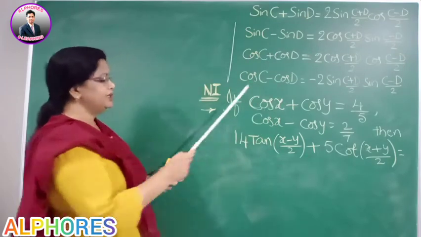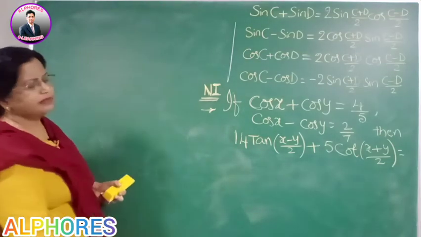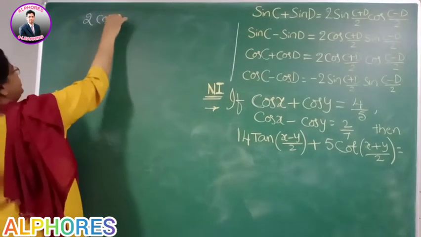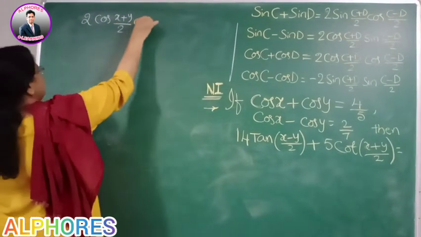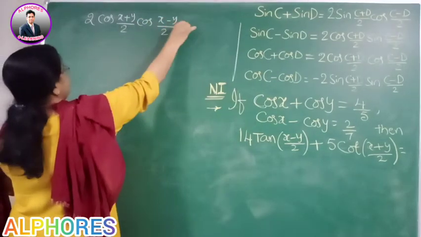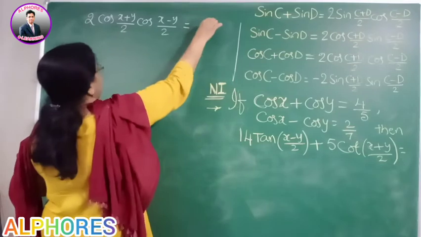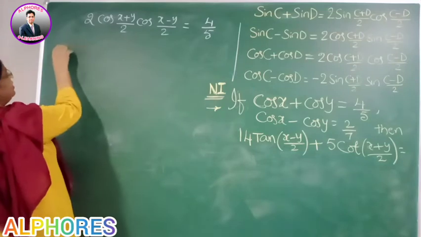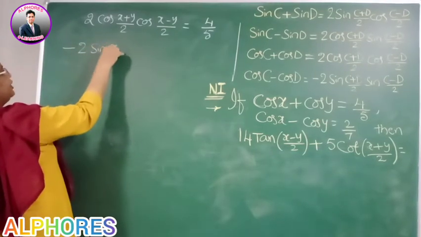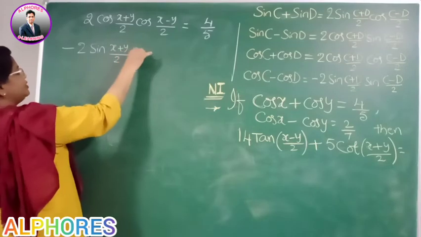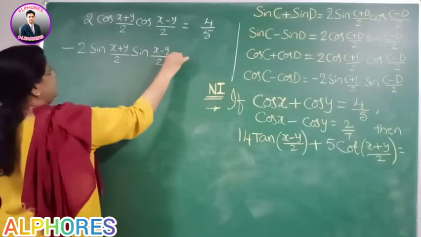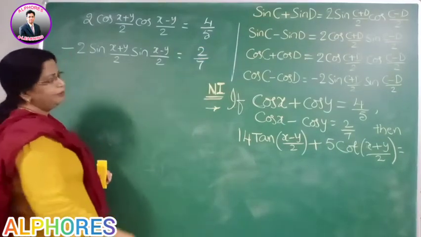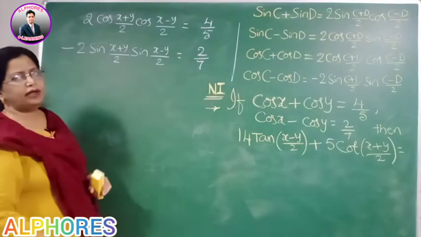Let us start with the problem cos x plus cos y. Let us write the formula, that is 2 cos (x plus y) by 2 into cos (x minus y) by 2. What is this value given? 4 by 5. Now what is the other value? Cos x minus cos y. The formula is minus 2 sin (x plus y) by 2 into sin (x minus y) divided by 2. And this value how much do you have? 2 by 7, right? And now students, here we must get tan as well as cot also.